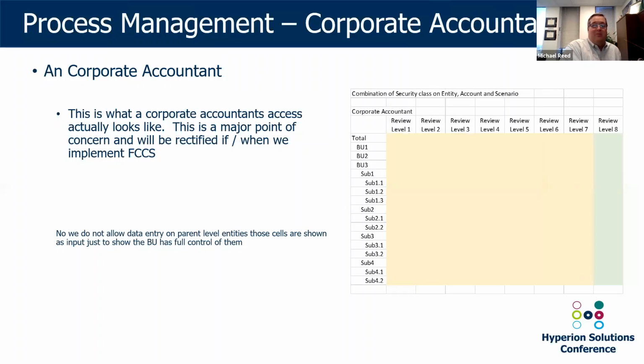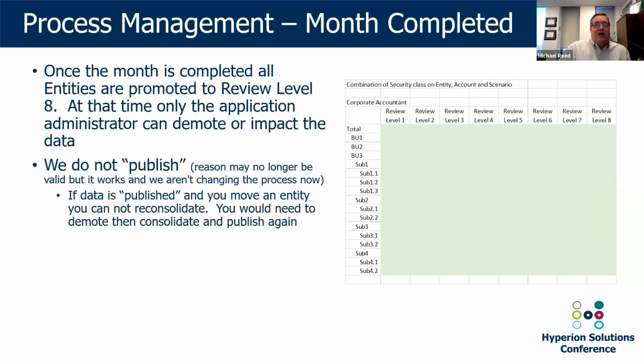Sorry, that's this slide. I went a little bit too quickly. The last slide I'll just delete out of this deck. So we have people at corporate that at all times have full access to all data. And I have not figured a way around that without creating secondary IDs, which our IT department had suggested, and I don't want to do that either. Once the month is done, everything's promoted to review level 8. And here's the reason we don't publish, because if you publish data, you then lose the ability to modify your hierarchy and reconsolidate without going through and unpublishing all your data.